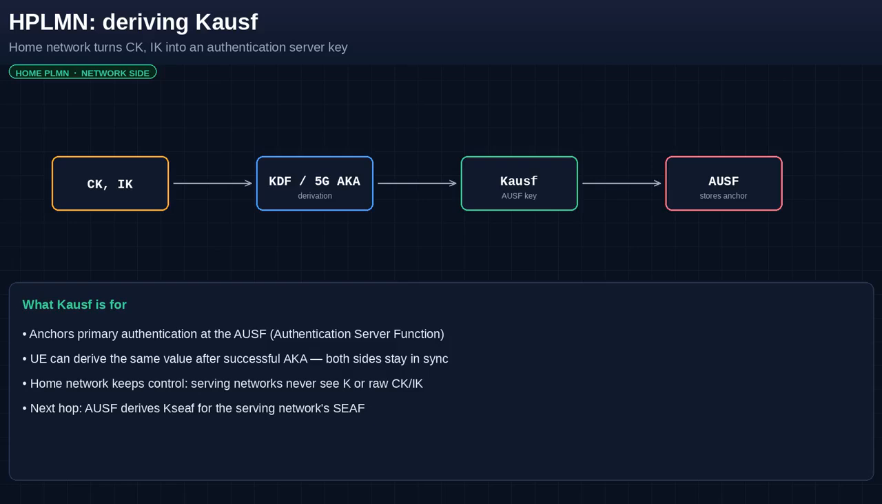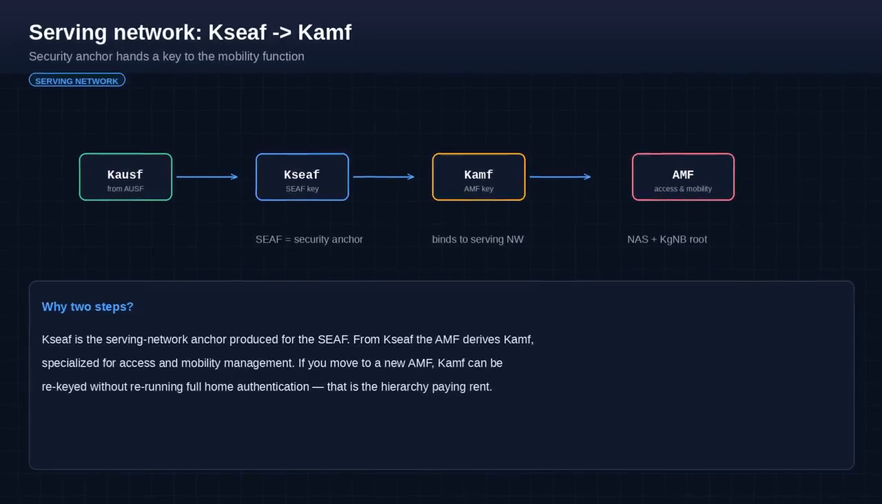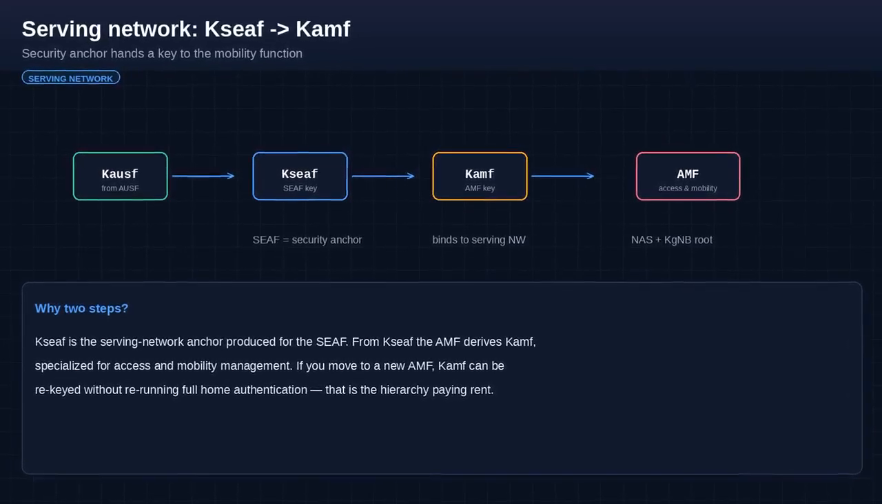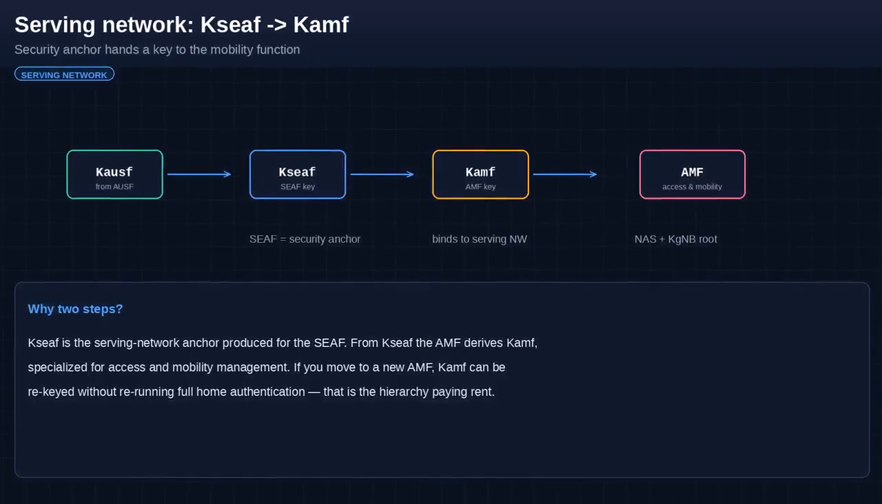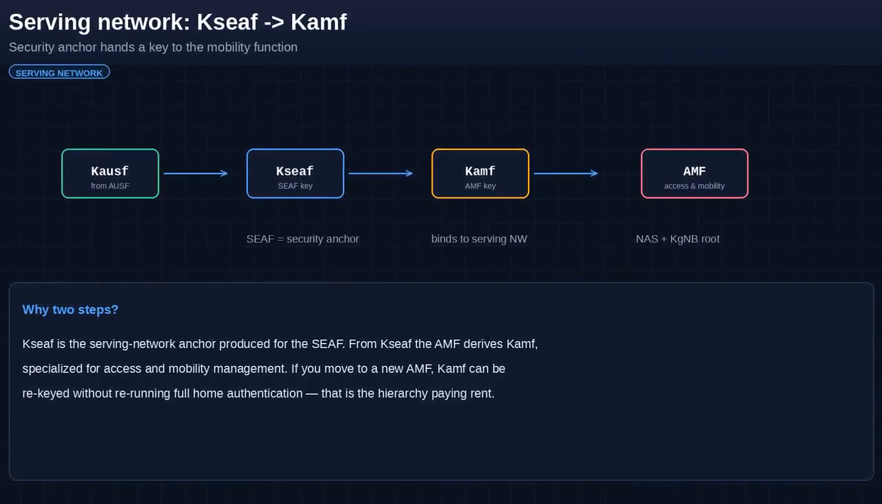Now cross the boundary into the serving network, the network you are actually camping on right now, which might be your home operator or a roaming partner. From KAUSF, the system derives KSEAF, the key for the SEAF, the security anchor function. The SEAF is the serving network's front door for security. Binding a key here means the serving side can prove it participated in a fresh authentication without ever learning K.